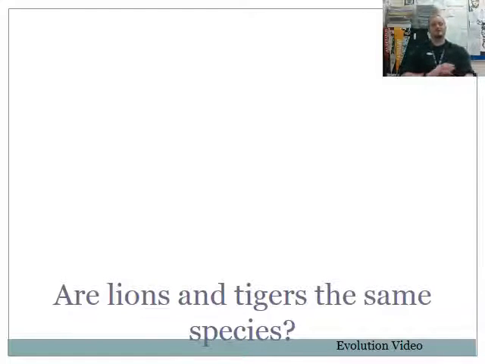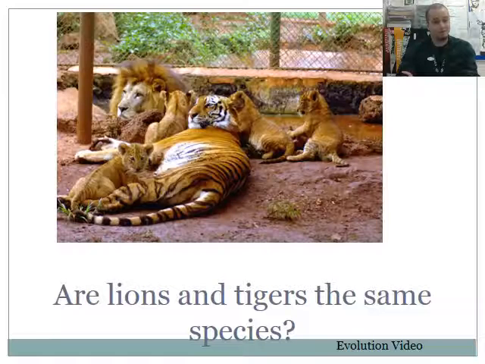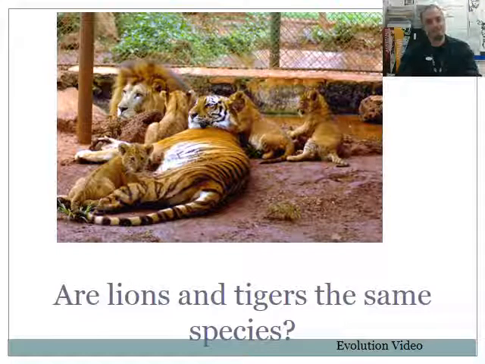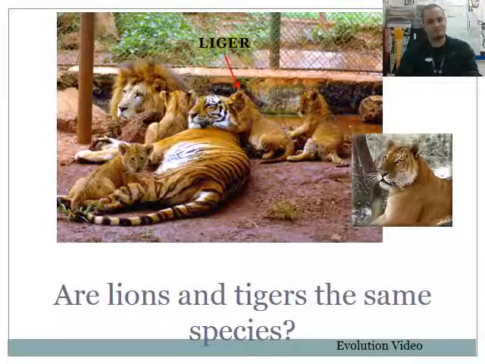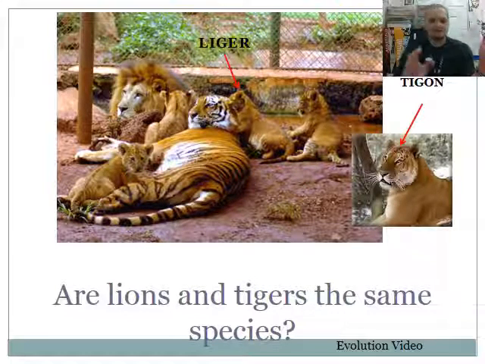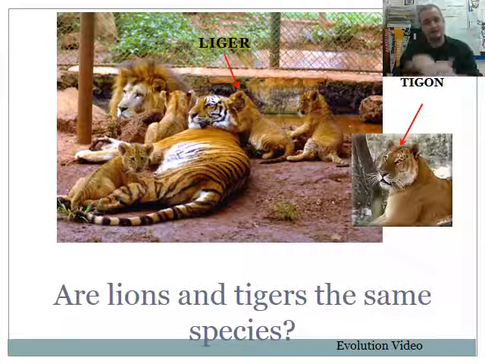Now, here we go. The old adage. Lions and tigers. Are they the same species? No. But you can reproduce them. To get a liger or a tigon. So a liger would be a male lion, female tiger, and a tigon would be a male tiger, female lion.